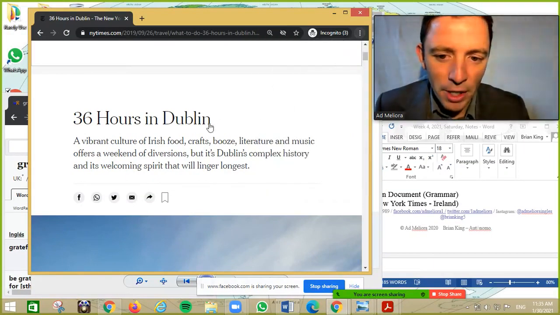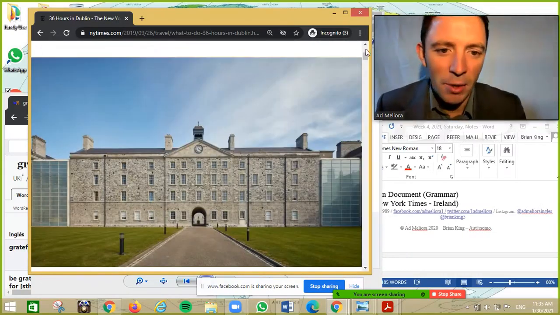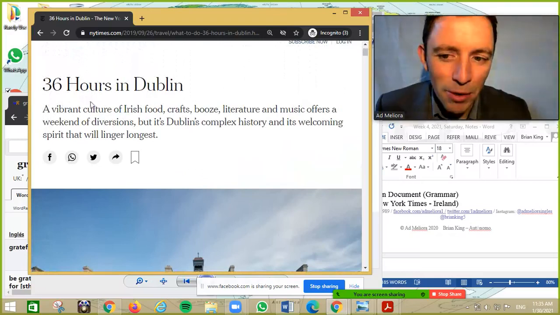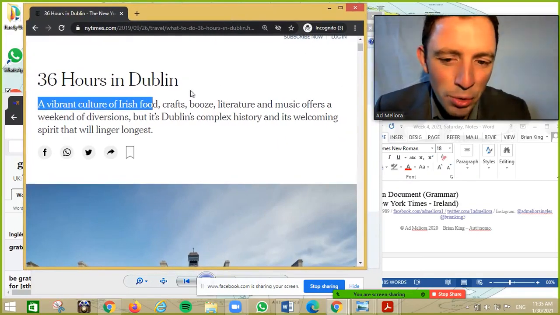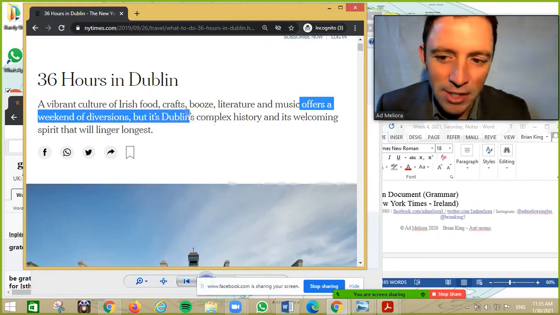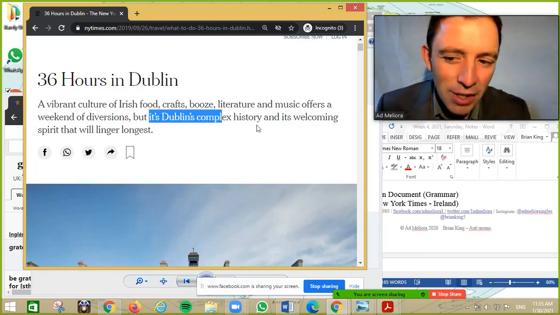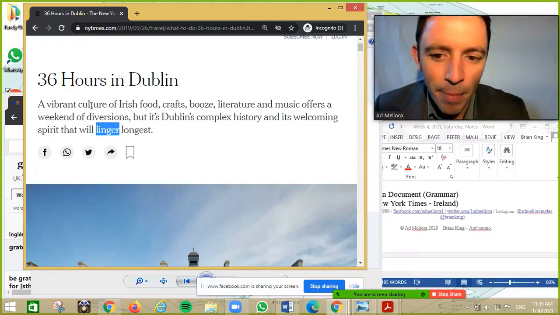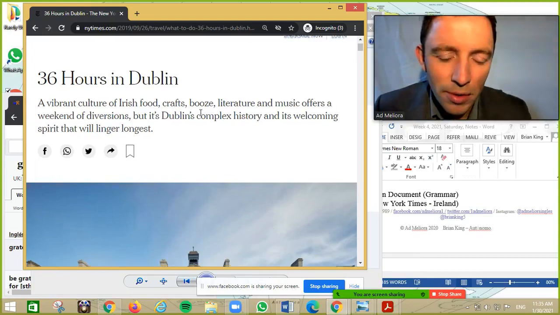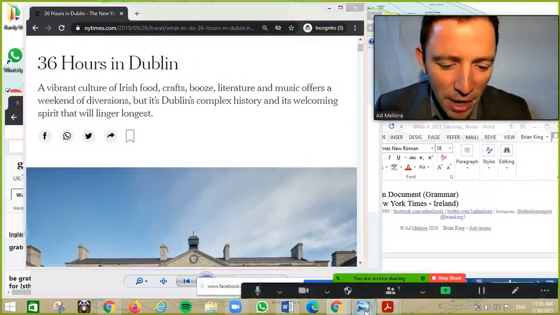So here we go. Oh sorry, that's the picture, so we go back to the top. 36 hours in Dublin. A vibrant culture of Irish food, crafts, booze, literature and music offers a weekend of diversions. But it's Dublin's complex history and its welcoming spirit that will linger longest. So this word is the most difficult in the paragraph, linger. Okay, so actually I'll analyse this paragraph first.